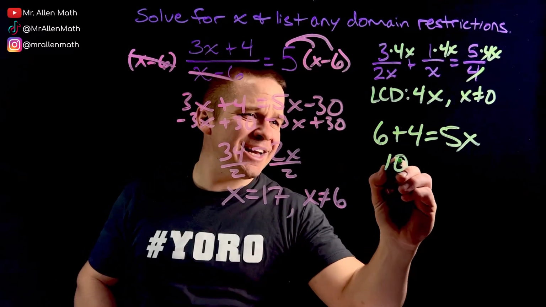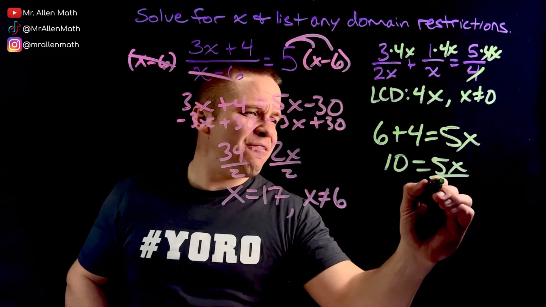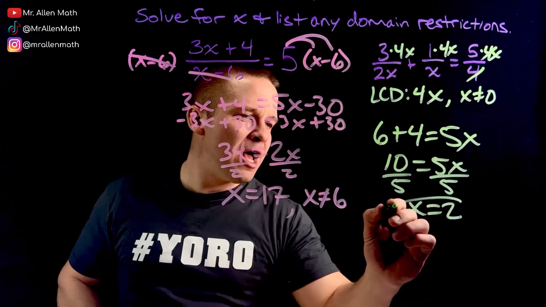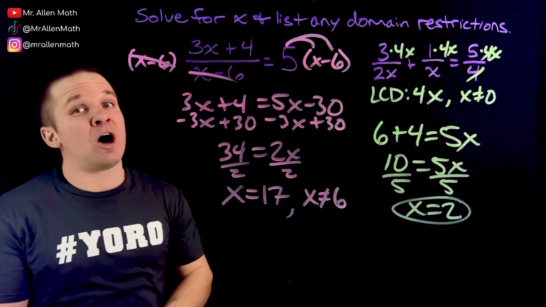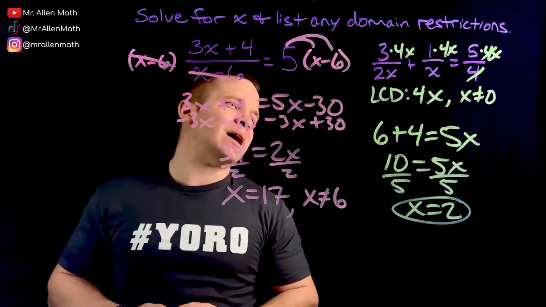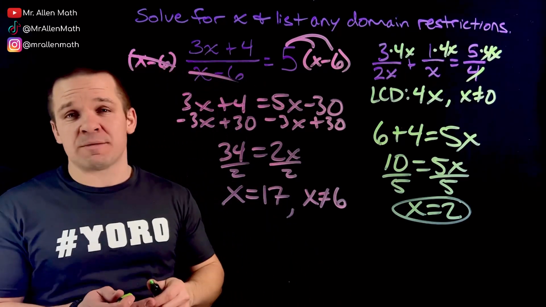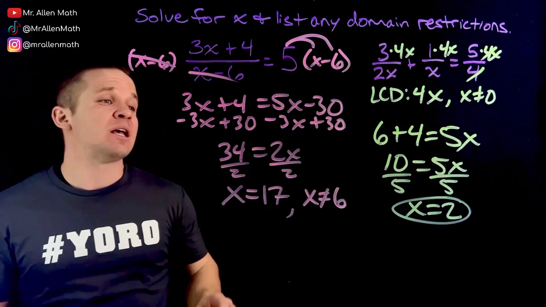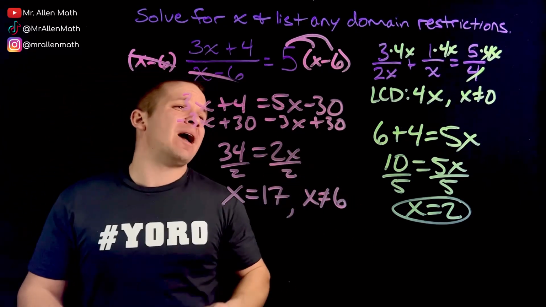Now I've got 10 equals 5x. If I divide by 5 on both sides, I get x equals 2. That isn't 0, so we're all good. 2 is my solution. It's not an extraneous solution. We'll see some extraneous solutions at some point, but not right now.